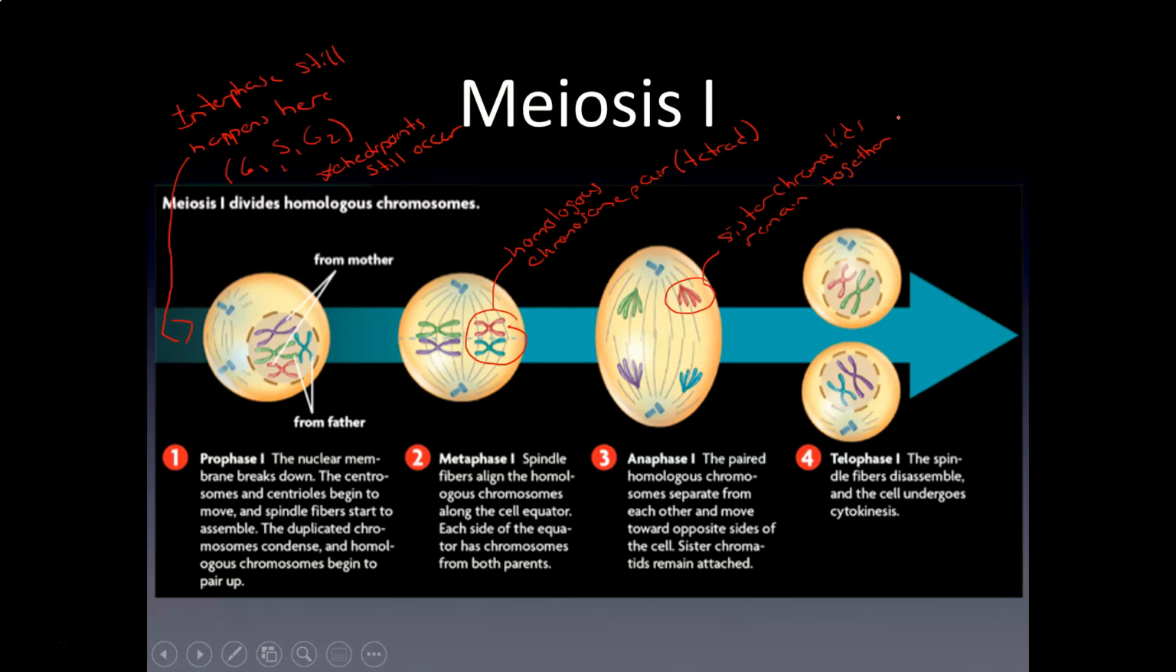Okay, but it's the homologous pairs that separate, right? So if you look at this, homologous pairs or homologous chromosomes are what separate from each other and start moving to those opposite sides, okay? So that by the time I get to the end of telophase 1 and cytokinesis, these cells are now haploid. And the reason they're haploid is because they only contain one set of chromosomes.